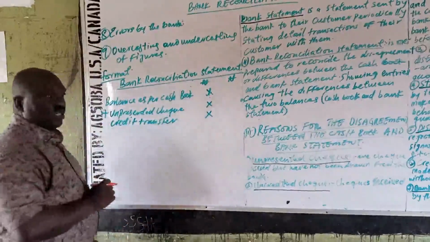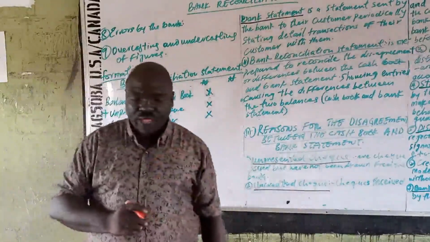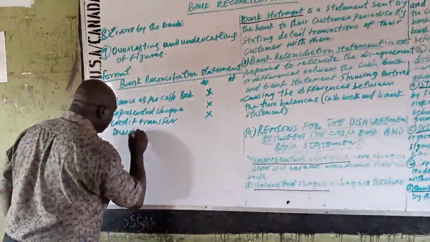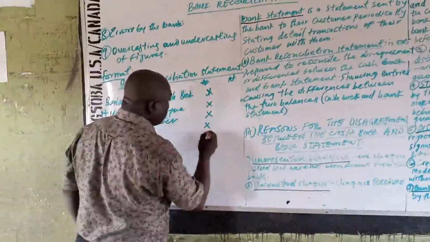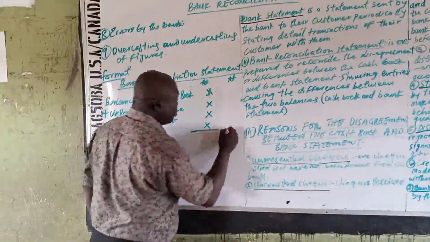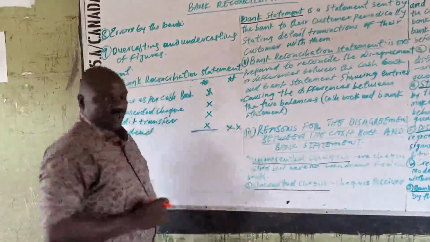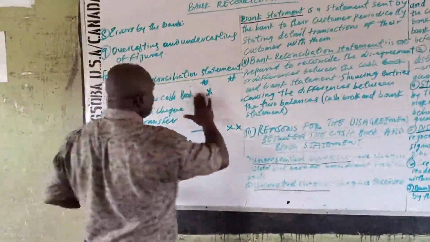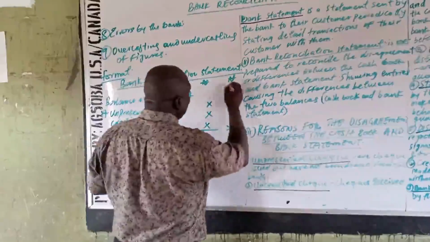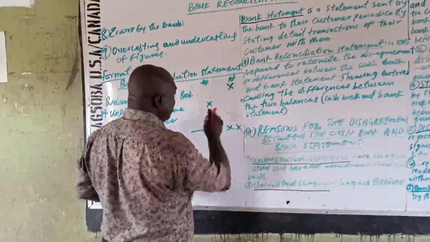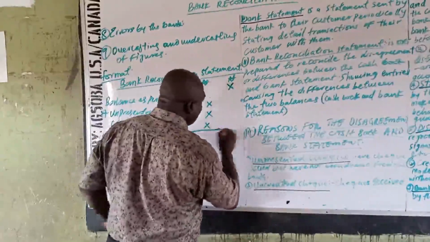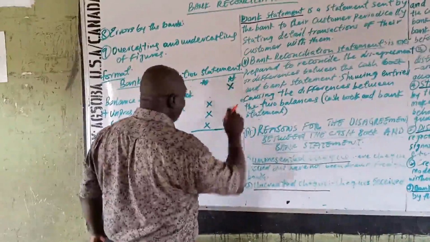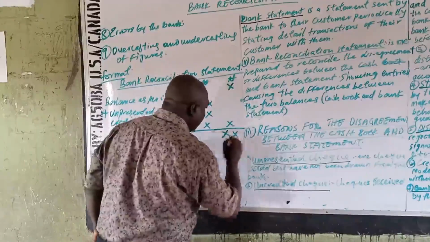And again, if there is any dividend paid into the bank directly, you have your dividend. When you add all this together, it will give you this. When you add all those ones together, it will give you this. You can either send this one here, balance as per cash book. You add this together, then this, it will give you this. Then this, the balance as per cash book, and this one will give you this.